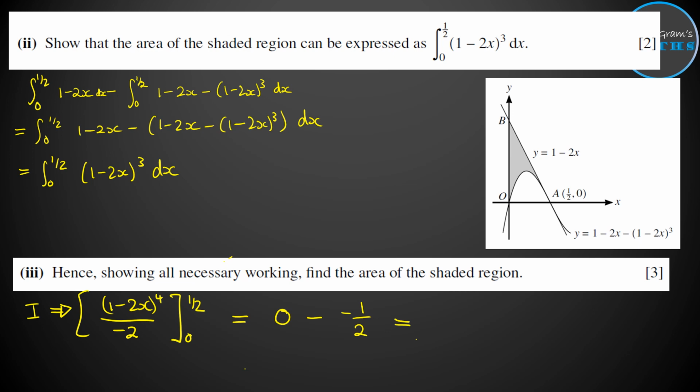But I'm going to need to backtrack because I have realized a mistake. Back in our integration, this should have been divided by 8, because we needed to divide by both the new power of 4 and the derivative of the inside, that -2, so it becomes -8. So anyway, back to where we were. If we put in a half, we get the 0, and then if we put in a 0, we get -1/8. So our area becomes 1/8.